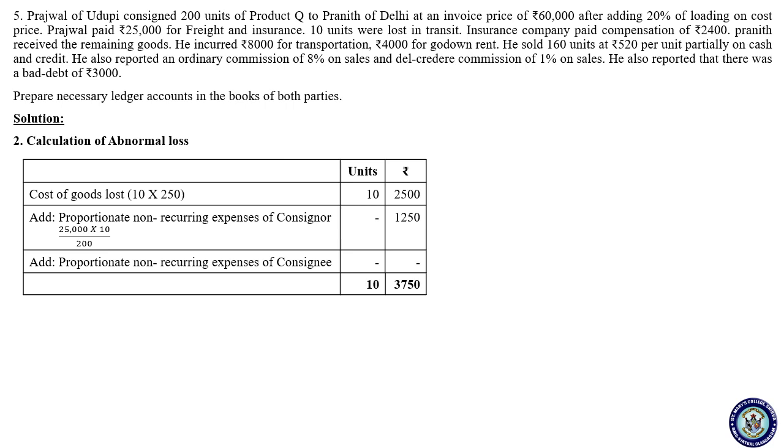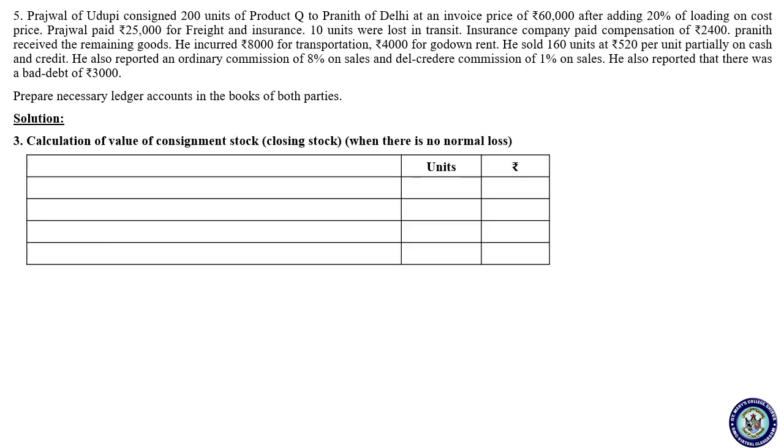Okay, next one, we have to calculate the value of closing stock. Now which format do we have to use? I gave two formats. Whether the problem states any normal loss, whether any normal loss is given in the problem, no. So when there is no normal loss, which format do you have to use? The format similar to the abnormal loss format. You see the format, so draw the lines. Calculation of value of consignment stock, that is closing stock, when there is no normal loss. When there is no normal loss, you have to take only the proportionate and not the total.